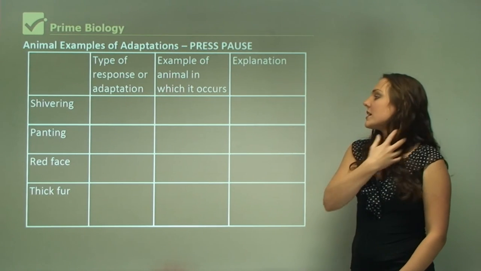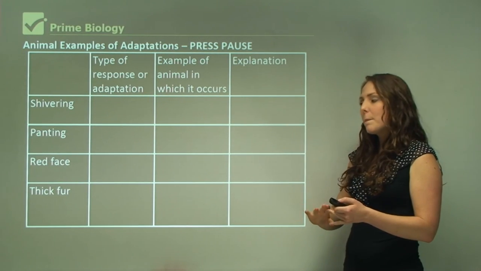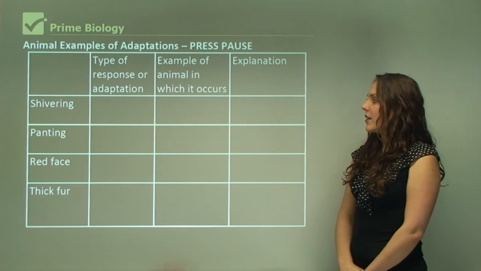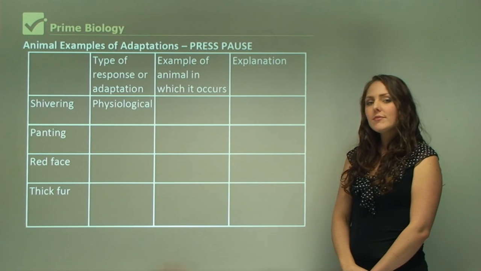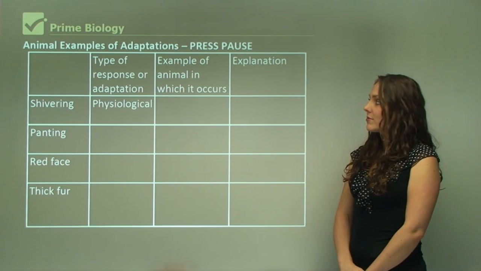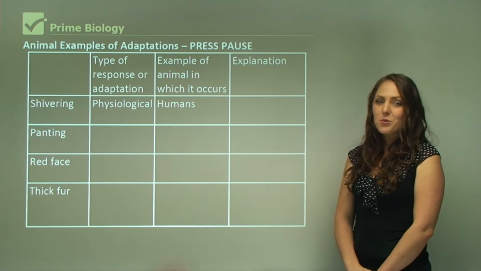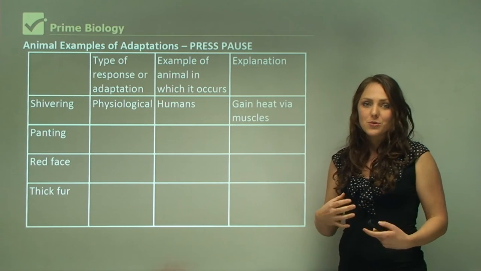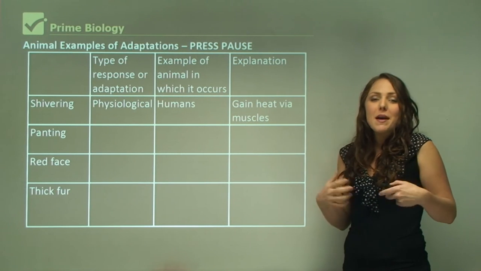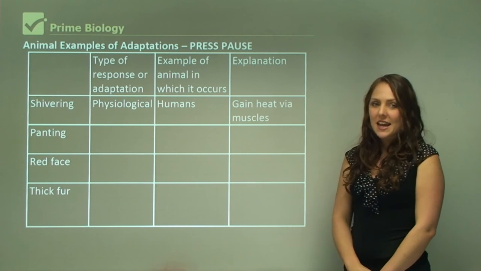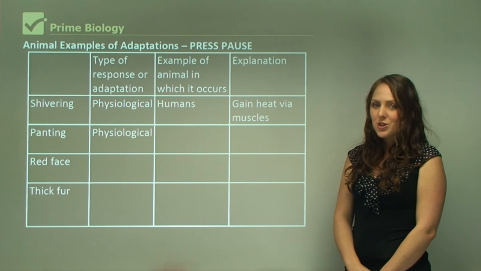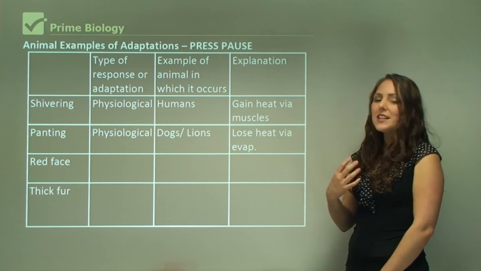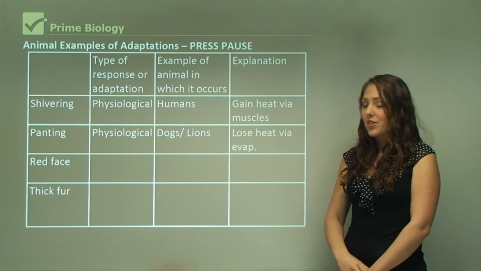Now we've got some more examples here. So shivering, panting, red face, and thick fur. For shivering, it's a physiological adaptation. The example is humans, we shiver. And the explanation is that we gain heat via the contraction of our muscles. So our muscles contract and we make heat in our body. Panting, it's physiological. It can happen in dogs and lions, and the reason why is to release heat via evaporation from the mouth.